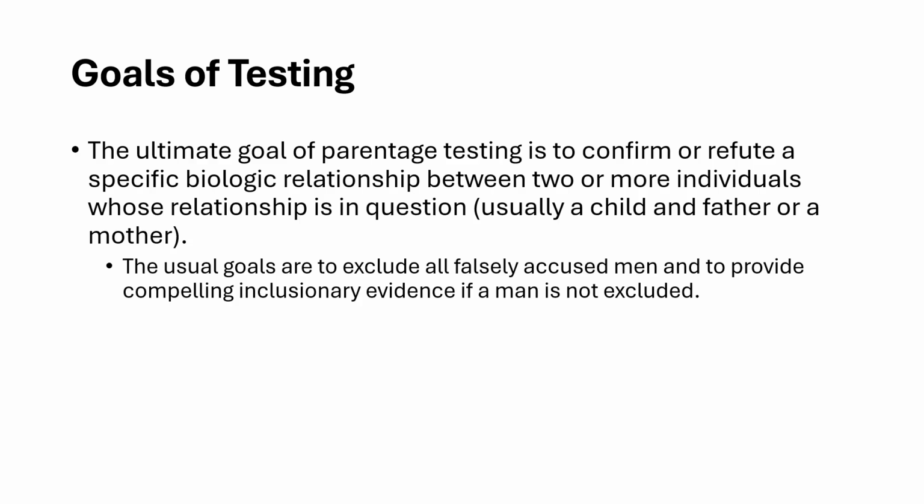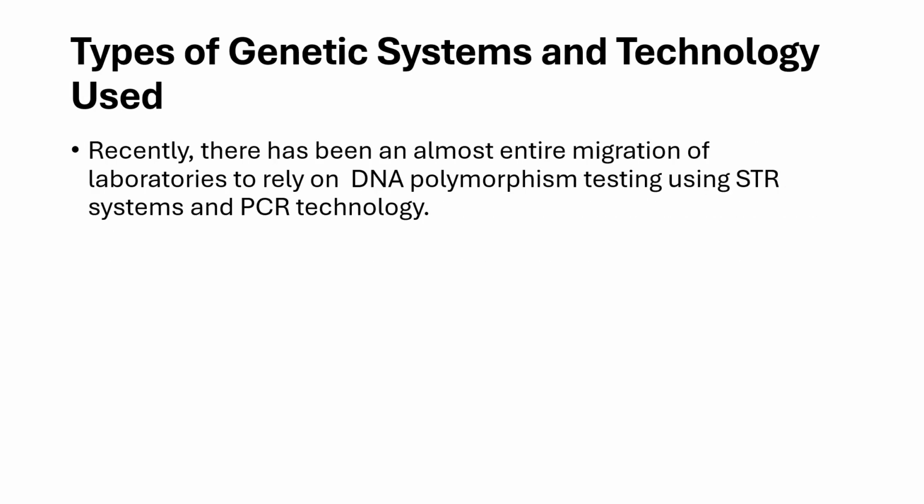So the primary objective is to confirm or refute a specific biological relationship, usually between a child and a parent. The aim is to exclude falsely accused individuals and provide strong evidence for inclusion if not excluded. Most laboratories have now transitioned to DNA polymorphism testing. The preferred method uses short tandem repeat systems. Polymerase chain reaction, or PCR technology, is still the standard for analysis.